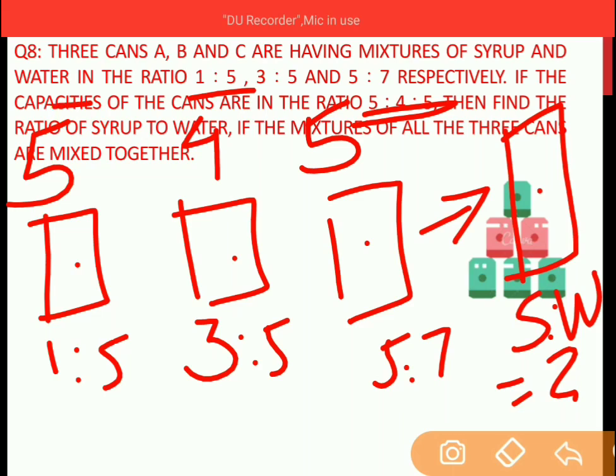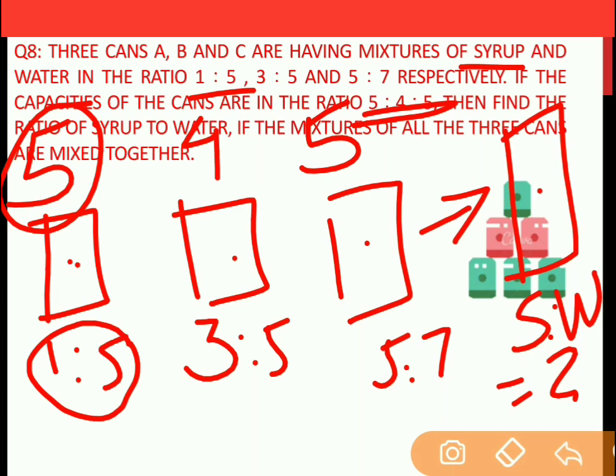Understood. So if 5 parts of the first can are taken, then the amount of syrup in this first can will be 1 by 1 plus 5, that is 1 by 6 of the total quantity. The total quantity is, let's say, 5 parts. So the amount of syrup in the first can will be 1 by 6 of 5. The amount of syrup in the second can will be 3 by 3 plus 5, that is 3 by 8 of 4. And the amount of syrup in the third can will be 5 by 12 of 5.